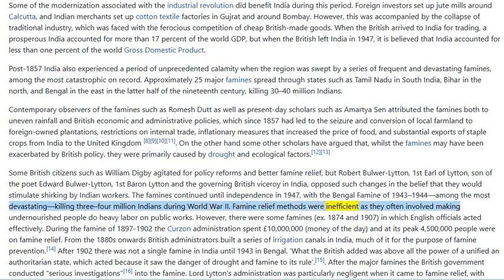Famine relief methods were inefficient, as they often involved making undernourished people do heavy labor on public works. However, there were some famines, such as 1874 and 1907, in which English officials acted effectively. During the famine of 1897-1902, the Curzon administration spent £10 million, money of the day, and at its peak 4,500,000 people were on famine relief. From the 1880s onwards, British administrators built a series of irrigation canals in India, much of it for the purpose of famine prevention.